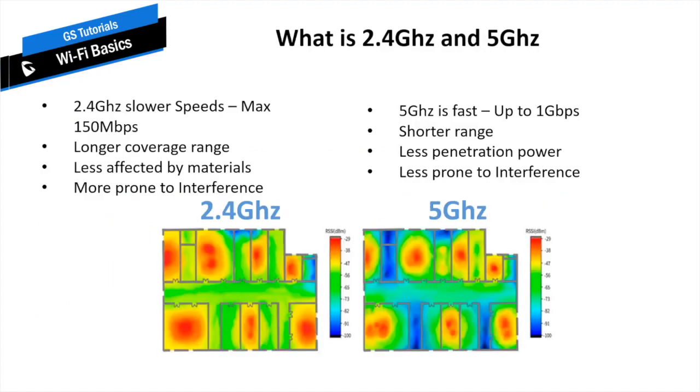When it comes to the 2.4 and 5 gigahertz frequencies, it is imperative that you fully understand what the pros and cons of each one are. This will set you up for ensuring that your customer gets the most out of every Wi-Fi installation you deploy. Starting off, we have the 2.4 gigahertz range, which oftentimes has slower speeds, up to a maximum of 150 megabits per second. The advantage of the 2.4 gigahertz range is that it has a longer coverage range and much better penetrating power when it comes to material interference.